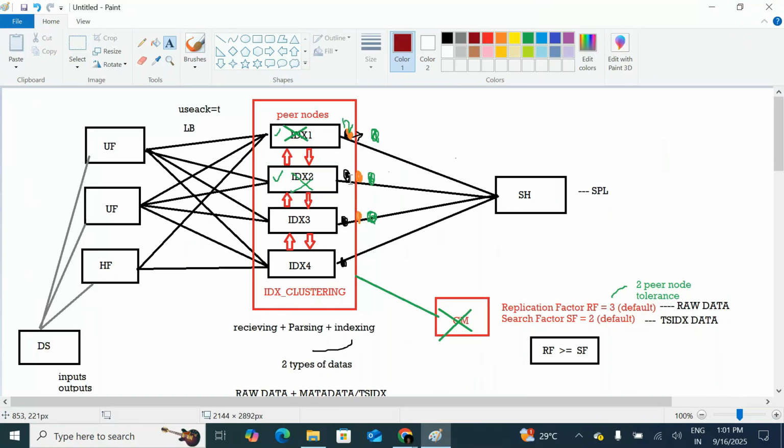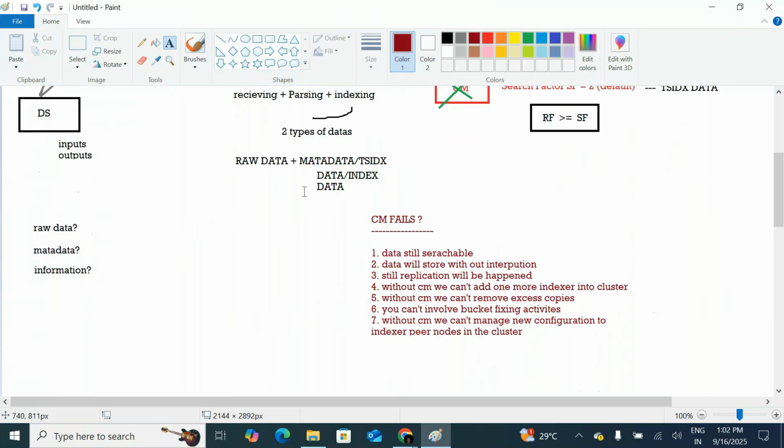No, CM will do. Previously forwarders were managed with the deployment server, na? Now in clustering, configurations will be managed with a CM. If you want to manage the configurations on the indexers, use CM. Without CM, how will you manage it? Already existing configurations will work, but new configurations you want to deploy won't work. Understand, sir? So these are the impacts of CM failing.